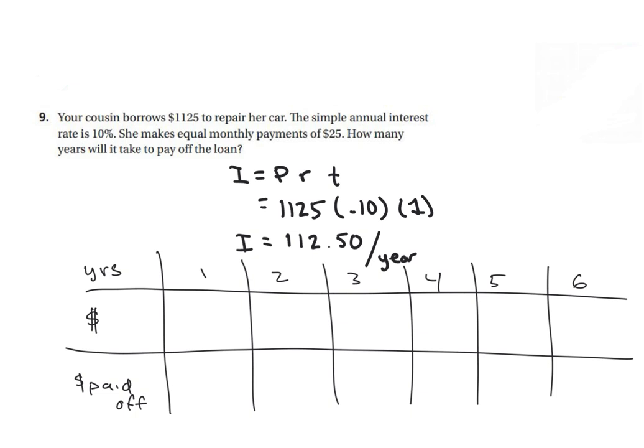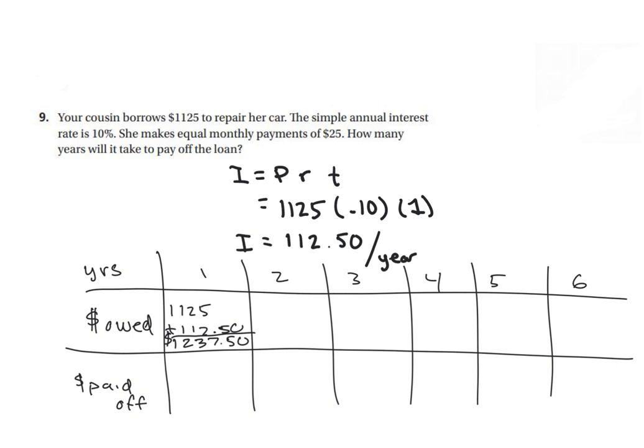Okay, so right now we know, let's say money owed. Right now, in 1 year, we have the $1,125 plus $112.50. So that is a total of $1,237.50. That's how much money we'll have to pay after 1 year if we don't pay off anything. And all I did was I added the principal plus the interest.